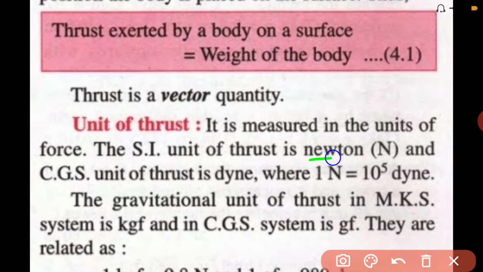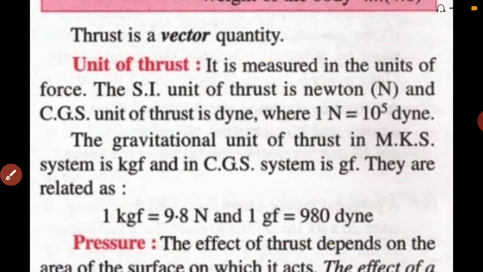The SI unit of thrust is Newton, and the CGS unit of thrust is dyne, where you all know 1 Newton is 10 to the power 5 dyne. The gravitational unit of thrust in the MKS system is kgf, whereas in the CGS system it is gram force. They are related as 1 kgf equals 9.8 Newton and 1 gram force equals 980 dyne. This we had done in the previous chapter.